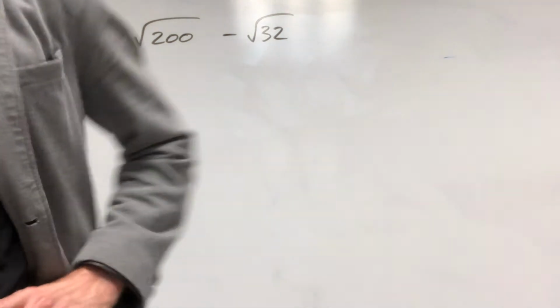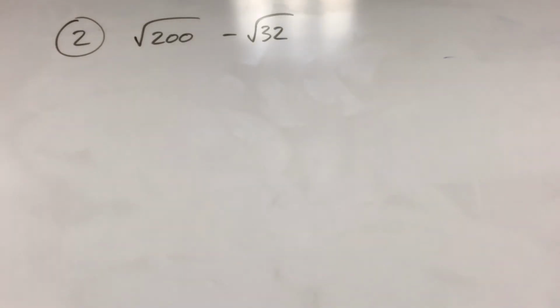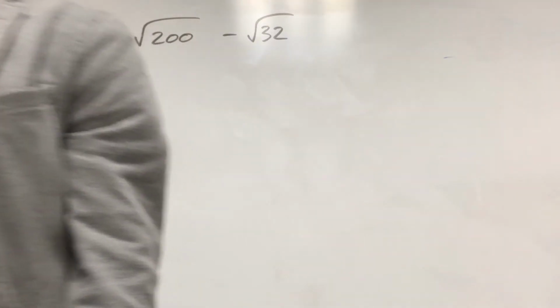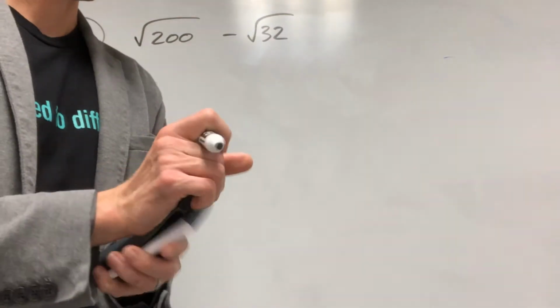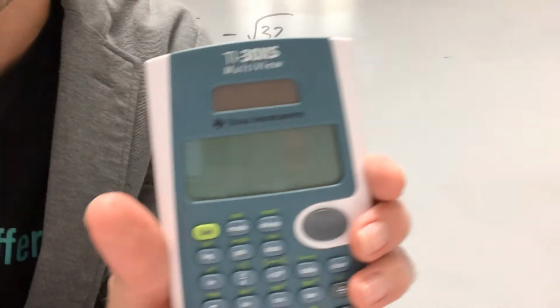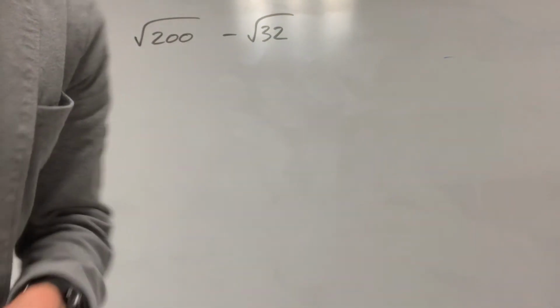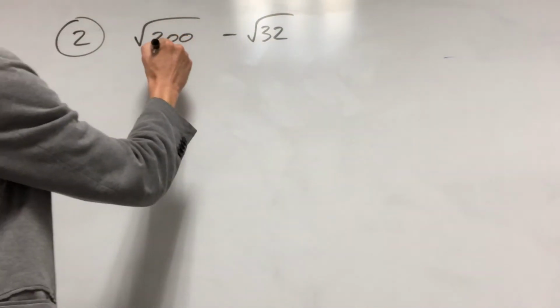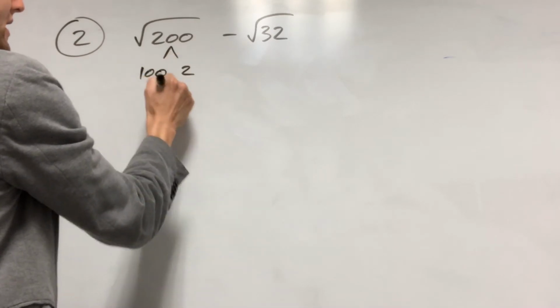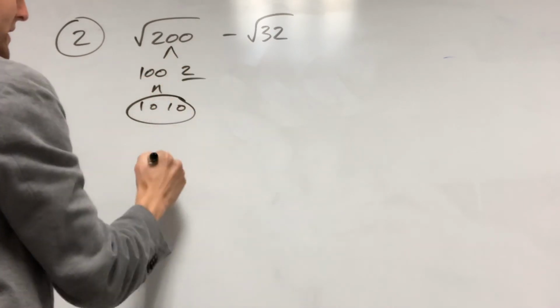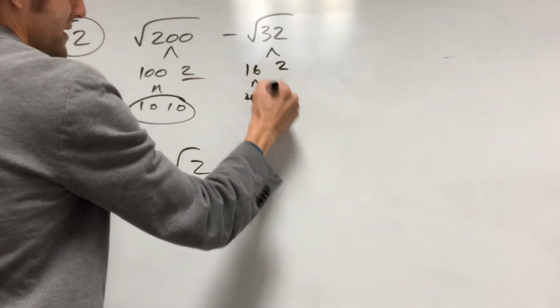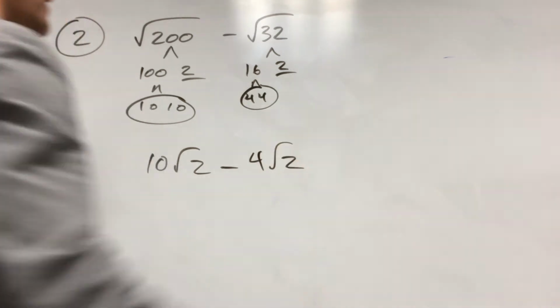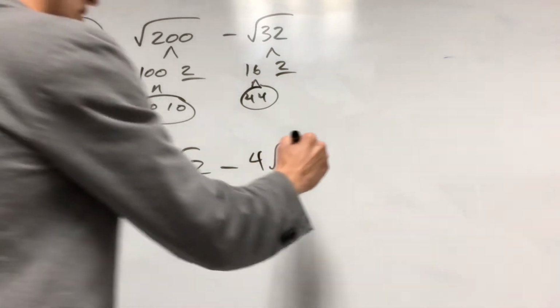Again, if you have that TI-30XS, which I have right here, this one, this is the best one on the market. This calculator, you need this calculator. This will break it down. It's 10√2, and that's because it's 100. I know 10 and 10 aren't prime, but that's the pair you want. This is 10√2 minus, I know 4 is not prime, but 16 is a perfect square. Anyway, 10√2 minus 4√2 is 6√2.